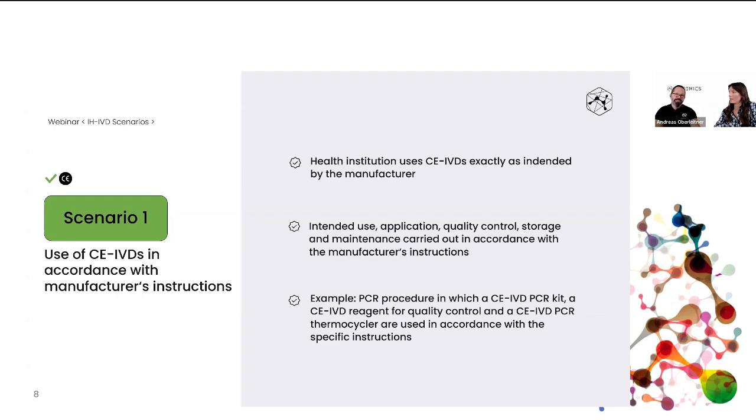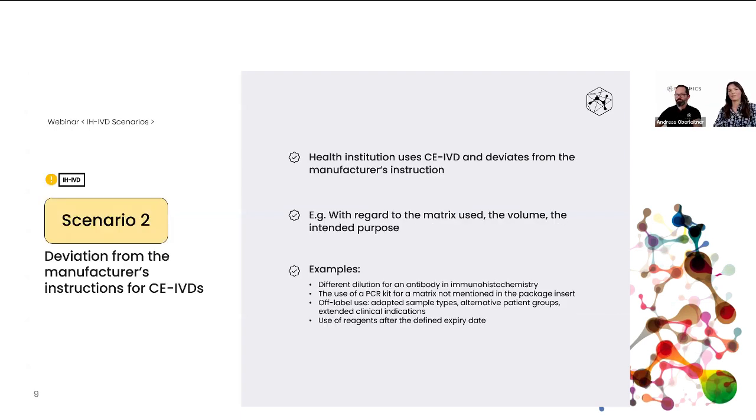Okay, you said this is the case which is not in-house, but what are now the cases for the in-house scenarios? So scenario 2 is describing a situation where there is a deviation from the manufacturer's instructions for CE-IVD. This means that the health institution is still using a CE-IVD, but uses it outside of the manufacturer's intended purpose. This could be, for example, with regards to the matrix that is used, or also in regards to the volume and the intended purpose.